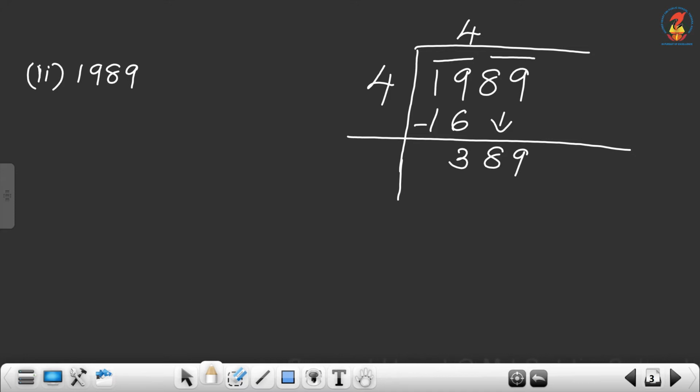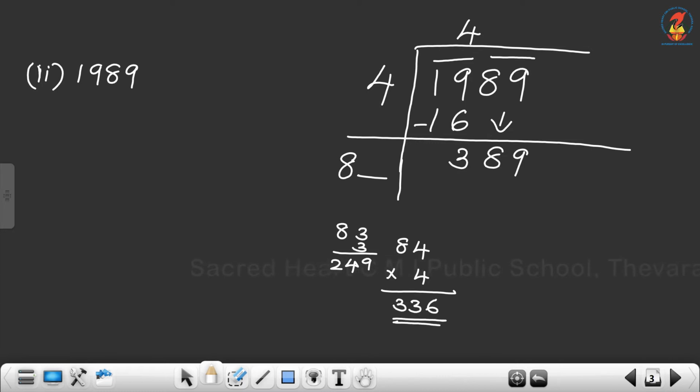Now find out the double of 4. Double of 4 is 8. And you have to put a blank on its right of 8. Then find out the digit. Now here, if you take 3, then 83 into 3. 3 3s are 9, 3 8s are 24, 249. Then if you take 4, 84 into 4. 4 4s are 16, carry over 1, 8 4s are 32 plus 1, 33, 336.